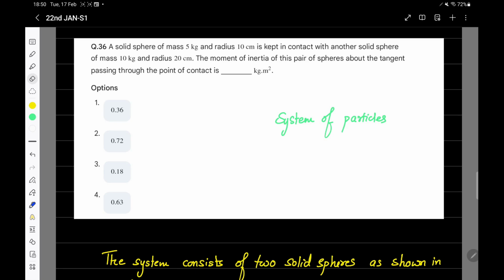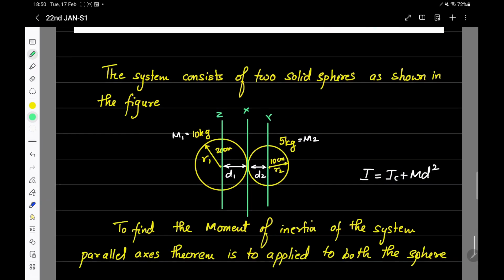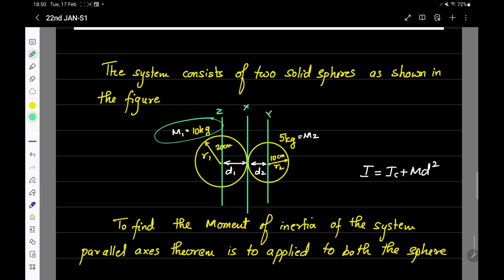So we need to determine the moment of inertia about the tangent axis passing through the point of contact. Always, the axis of rotation is very important. So I have drawn a diagram over here. The two spheres M1 and M2 and their radii are 20 cm and 10 cm respectively. Now the axis about which we need to calculate moment of inertia is x. Now see, you can see it is not passing through either of the spheres' center of mass. So clearly, to find the moment of inertia about axis x, we'll have to apply the parallel axis theorem.